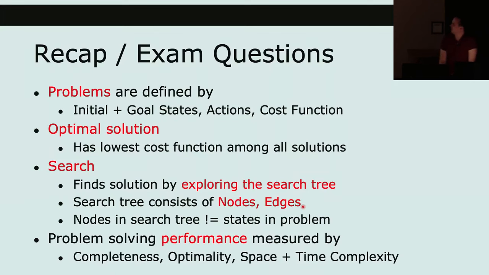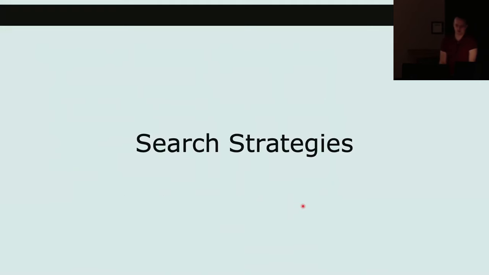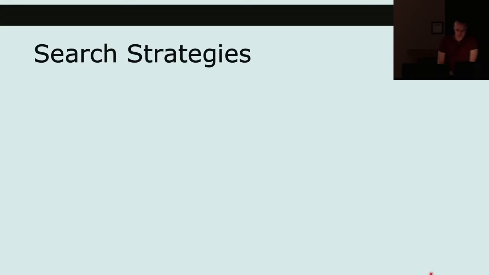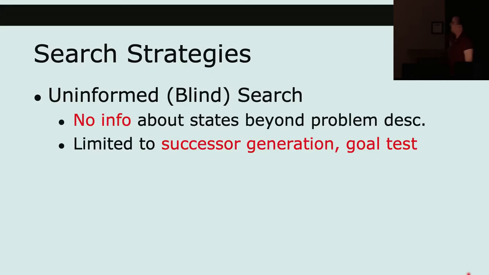Okay, so the real thing that's remaining in that general search algorithm is the search strategy. Which node do we select from the fringe in order to keep going with the search? So there's 2 types of search. I've alluded to this already. There's uninformed search, which is also called blind search, meaning that you have no additional information. So you have no info about the states beyond just the legal action description. And so you're limited to successor generation and goal testing.